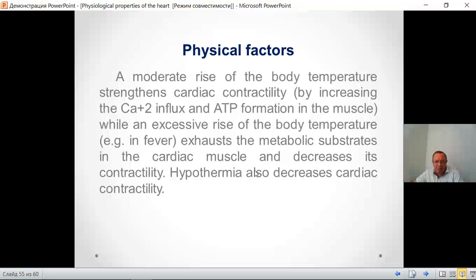Physical factors. A moderate rise of the body temperature strengthens cardiac contractility, increasing calcium ion influx and ATP formation in the muscles, while an excessive rise of the body temperature exhausts the metabolic substances in the cardiac muscles and decreases its contractility. Hypothermia also decreases cardiac contractility.